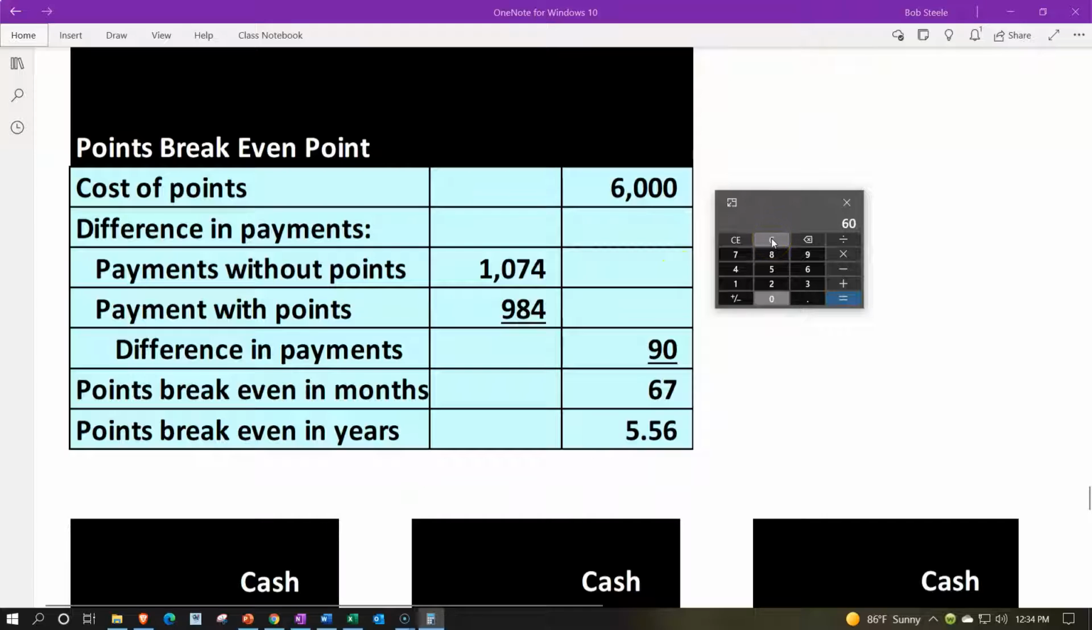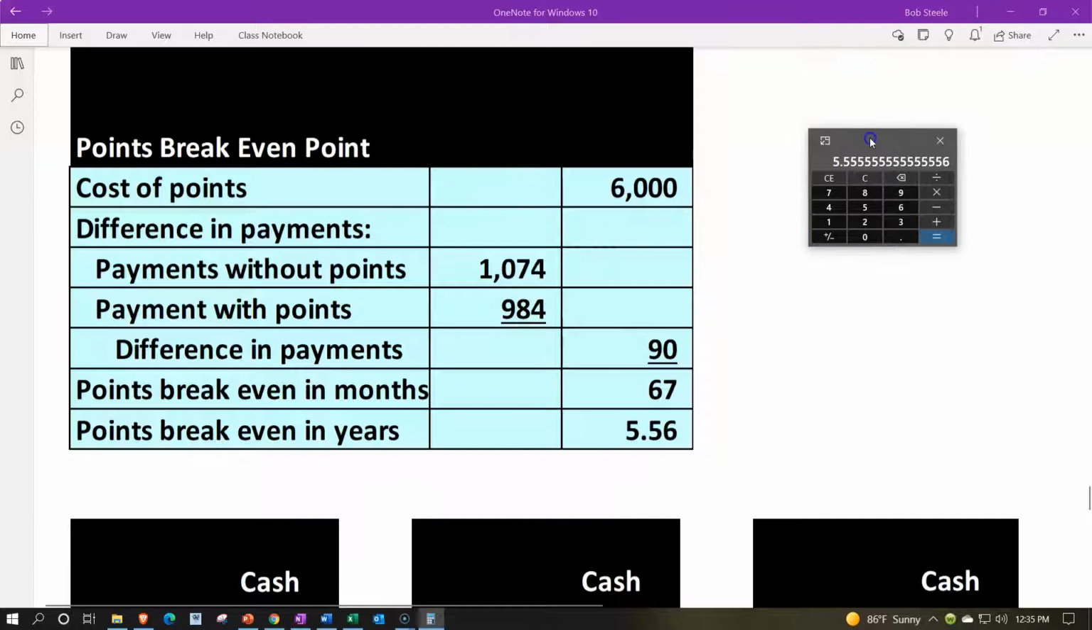If there was $6,000 that we put up front and we're saving $90 every period, how many periods would it take to pick up that $6,000? It would take about 66 or about 67. If I took that 66 something and divided it by 12, we're talking about 5.56 years. So if we hold it longer than that, the idea being we're more likely for it to be a net benefit.